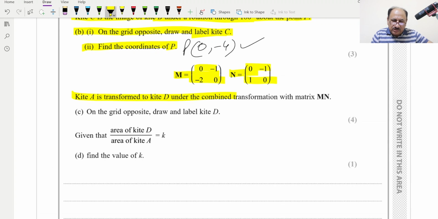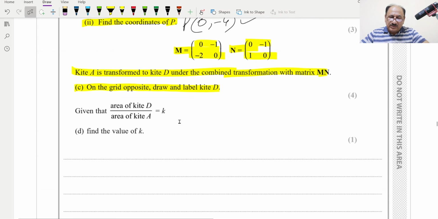Kite A transformed to kite D under the combined transformation with matrix Mn. So on the grid opposite, draw and label kite D. So this will be C part, 4 marks. Two matrices M and N are provided, and we have to transform this triangle accordingly by these two matrices basically.